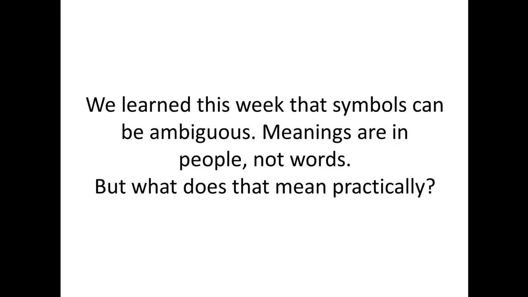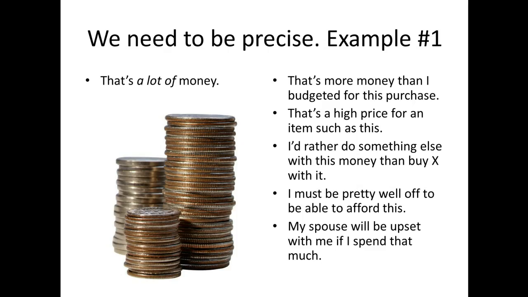We learned this week that symbols can be ambiguous. Meanings are in people, not words. But what does that mean practically? It means that we need to be precise. When we write, precision will ensure that we say exactly what we mean. Let's take an example from our theoretical lecture this week. One of those examples was someone says, "That's a lot of money."